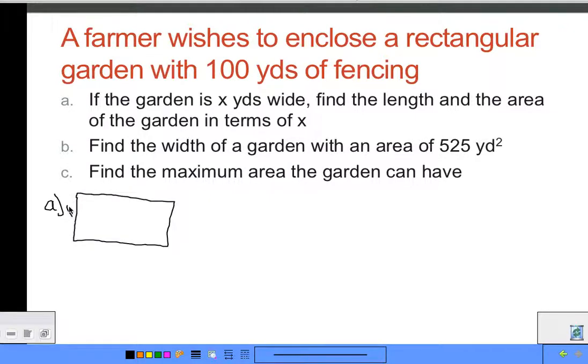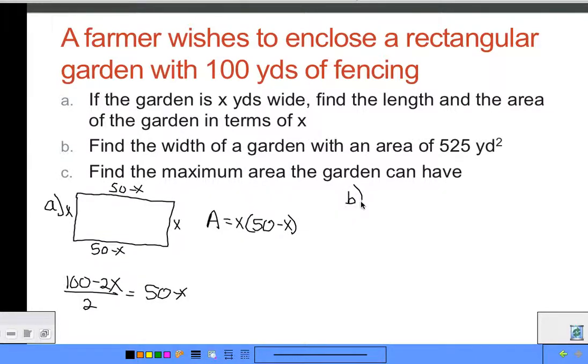Well, so we know this is x and x, since it's a rectangle, but we have to figure out these two other sides. So let's see here. If it's 100 total, we've subtracted 2x, x and x, and it has to be equal between these two sides, so we divide by 2. So each side would be 50 minus x. So we end up with the area equals x times 50 minus x.